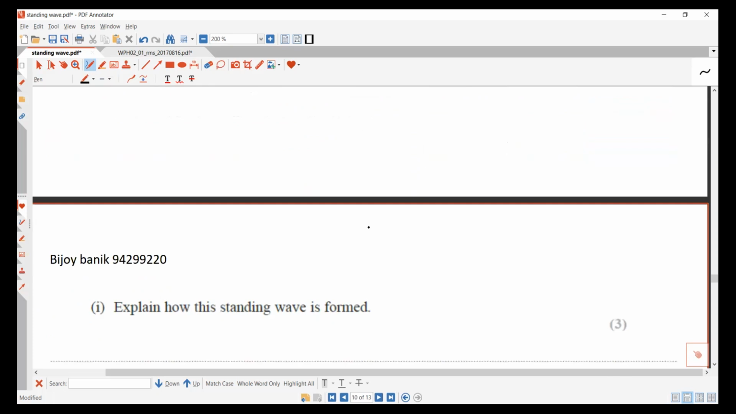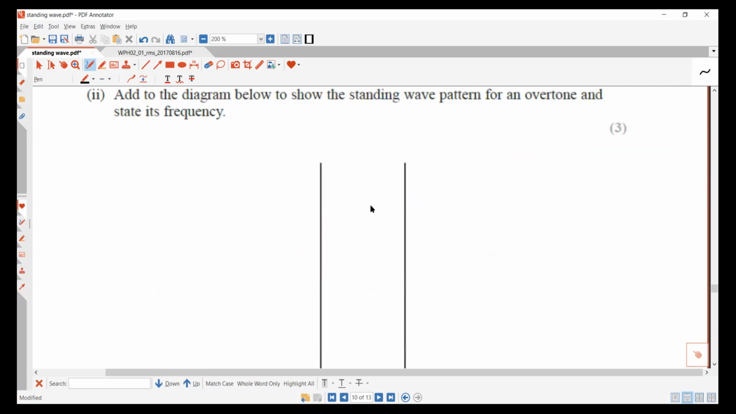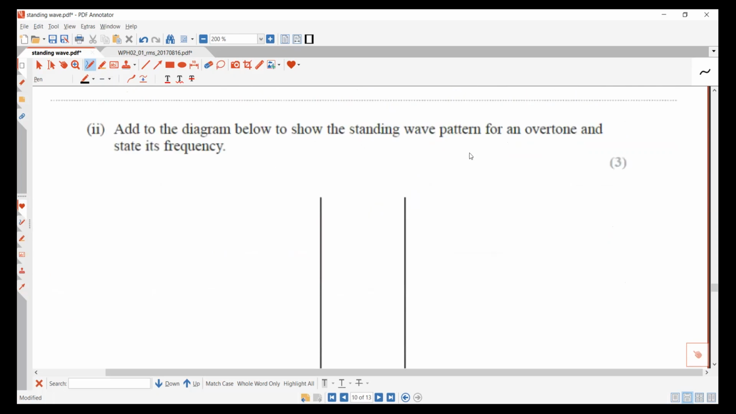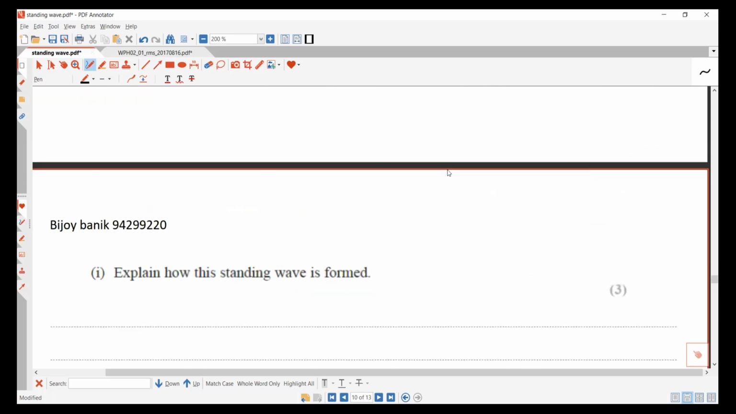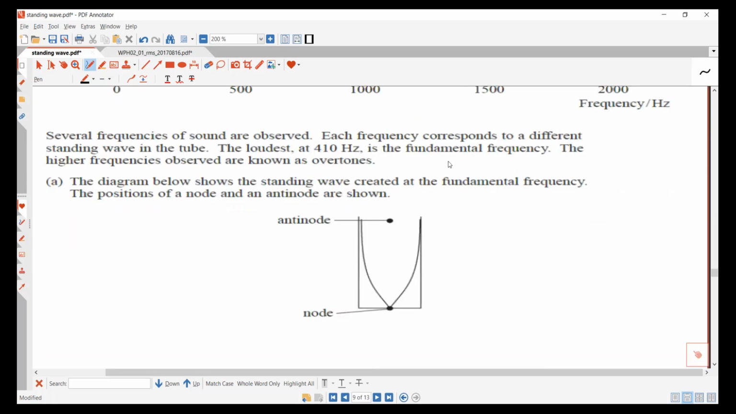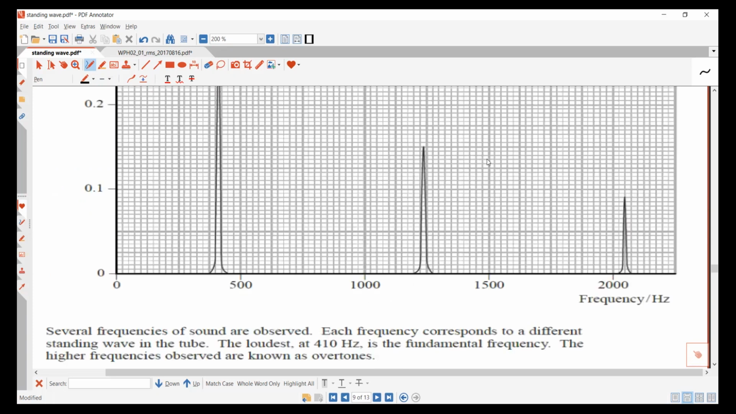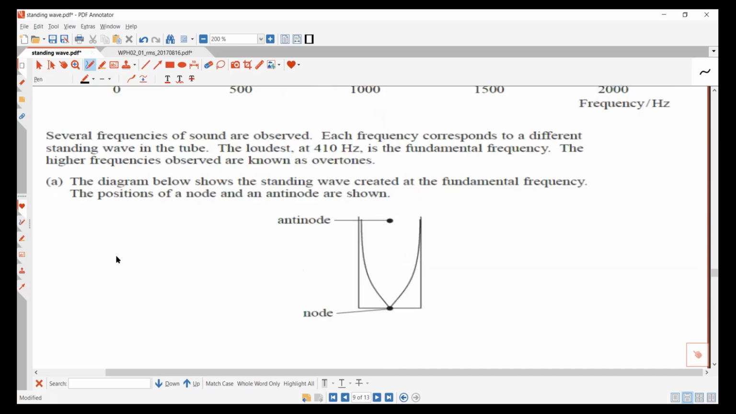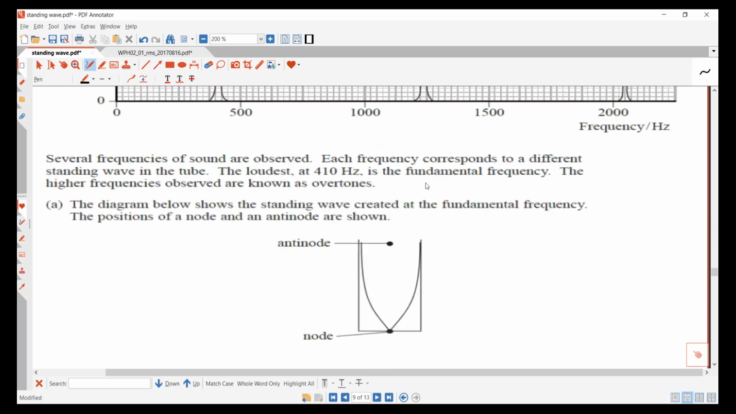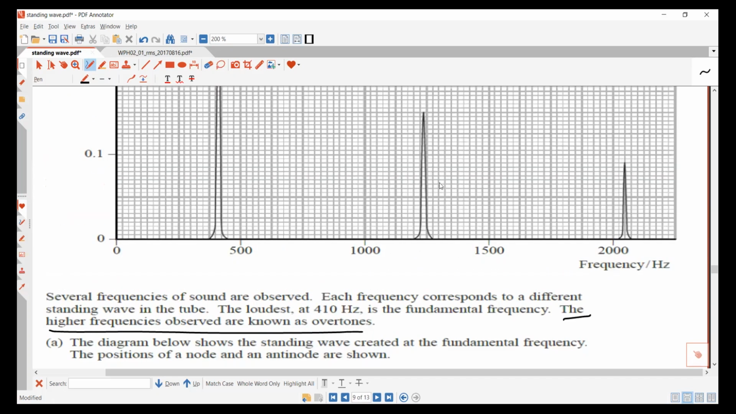Okay. Explain how standing waves are formed. We know this. I'm not even saying it to you. Now, add to the diagram to show the standing wave pattern for an overtone and state its frequency. Overtone. Do you know what overtone means? It is talking about the fundamental frequency. Overtone. So, is this 410? Yes, this is 410. That shows the standing wave created at the fundamental frequency. Okay, antinode. And what is overtone, by the way? Yes, the higher frequencies observed are known as overtones. So this is one of the overtones over here.